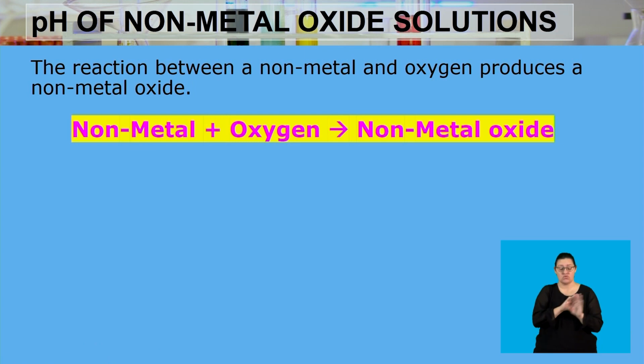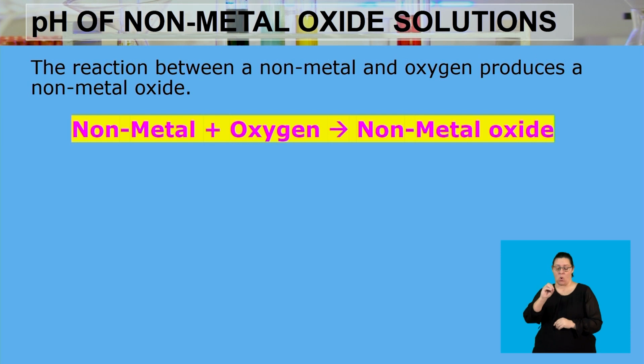Welcome back, learners. As we have said before, we're going to be looking at our second concept, which is now the pH of non-metal oxide solution. So basically, what is going to be the pH when a non-metal oxide is dissolved in water? So let's begin. The reaction between a non-metal and oxygen produces a non-metal oxide.